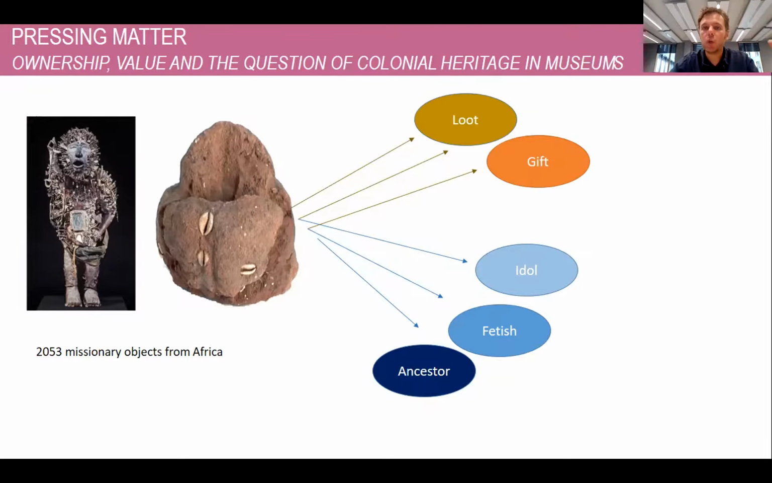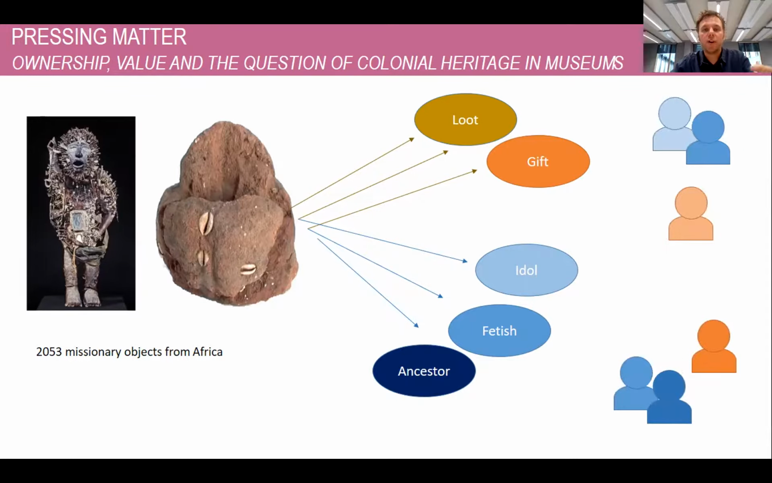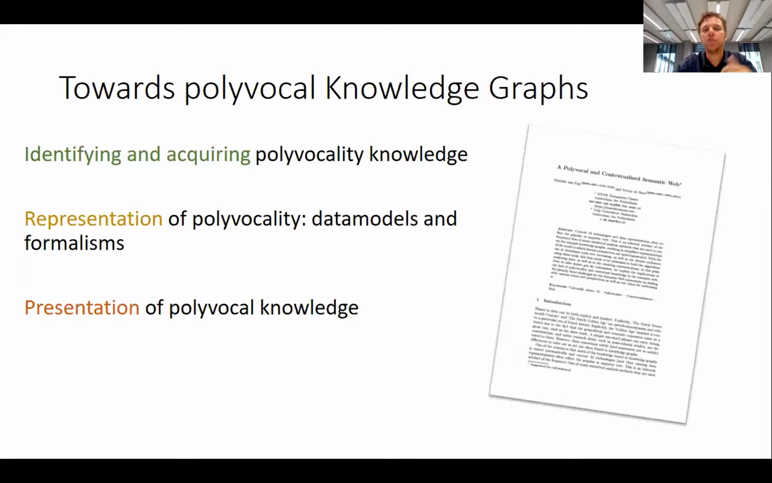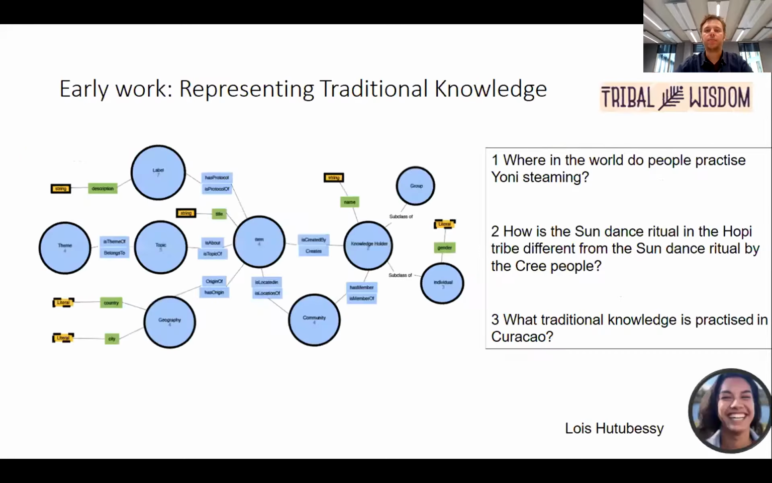So something can be loot, or it can be gift, or maybe it's both. Maybe it was a gift, but in a specific cultural context. And maybe objects mean different things to different people at different times. So all of these, the answers are yes, but how do we actually represent these in these knowledge graphs? So that's something that we are investigating now. Identifying and acquiring polyvocal knowledge, representing it, and then presenting it.